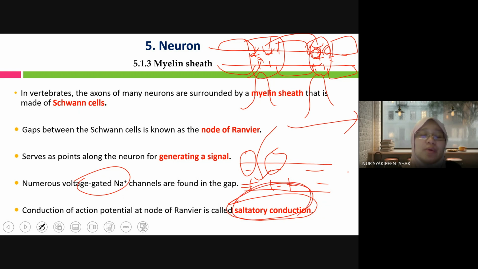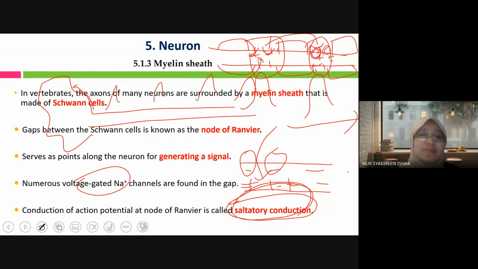If we look at it, usually we see in videos along neurons something that looks like an electrical movement, an electrical spark. The movement from one node to another node, the impulse seems like it jumps from one node to another node. We call it saltatory conduction.